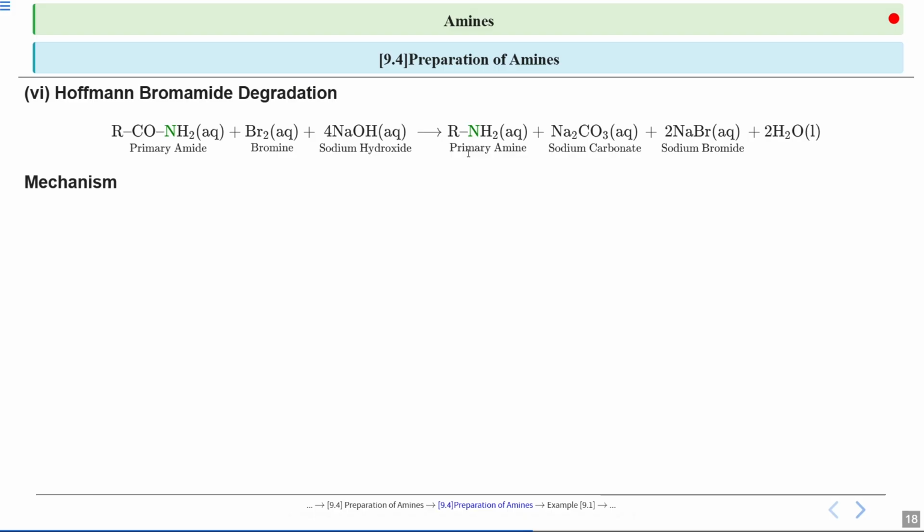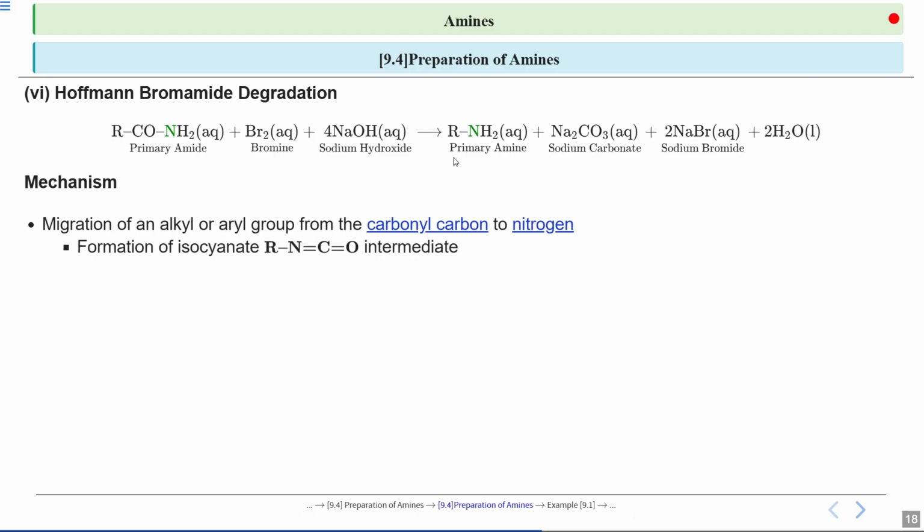Now let us discuss the mechanism. First, the key step in this mechanism is the migration of an alkyl or aryl group from the carbonyl carbon to the nitrogen atom. This means that the group which is attached to the carbonyl carbon moves over to the nitrogen, which is a unique feature of this reaction. So this migration is what leads to the loss of one carbon atom from the molecule.